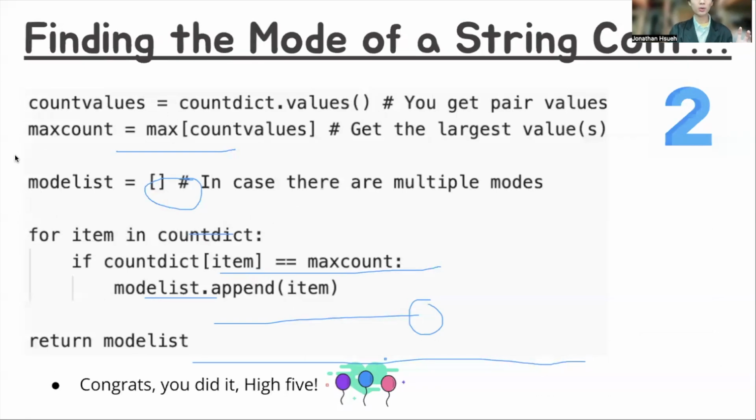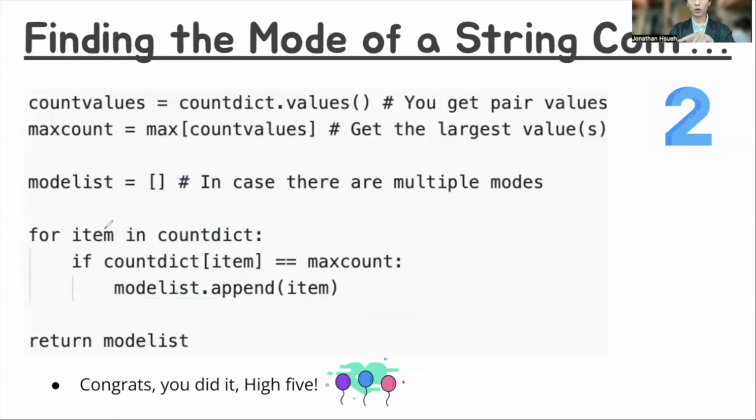And now this is the second part. We're going to take all the values in our dictionary and find the biggest value. What is the most some letter has occurred? We don't know which letter, but what's the highest amount? With a mode, there can be a lot of characters that occur the same amount in the same word. There could be multiple modes. So we're going to loop through each item in the dictionary, and if that item has the same count as the maximum count we found, we're going to add it to the mode list. And now we're going to return the mode list. Congrats, you did it. High five, y'all.